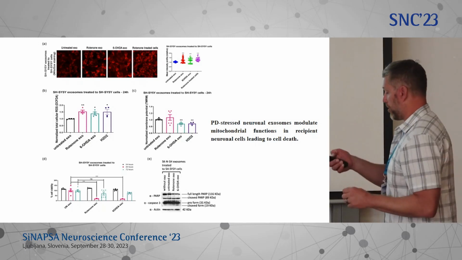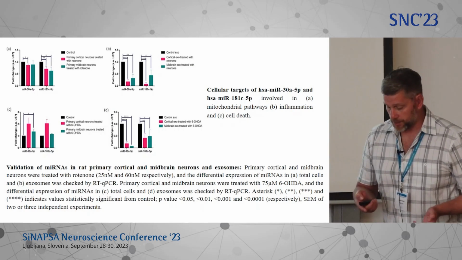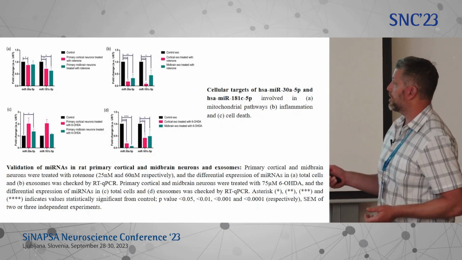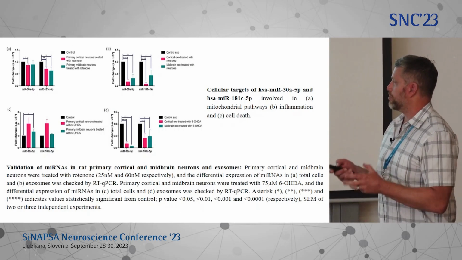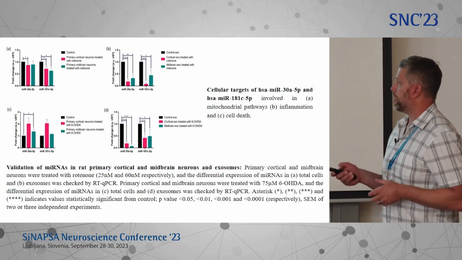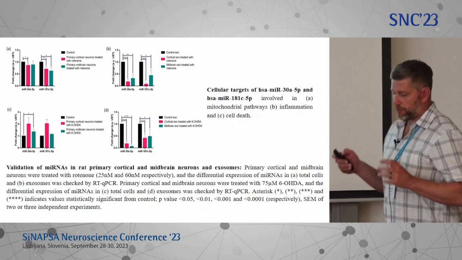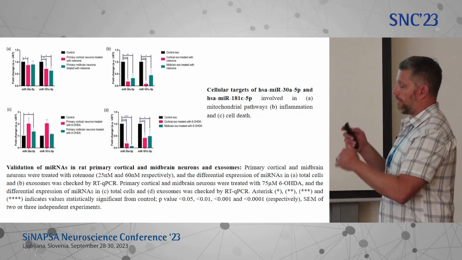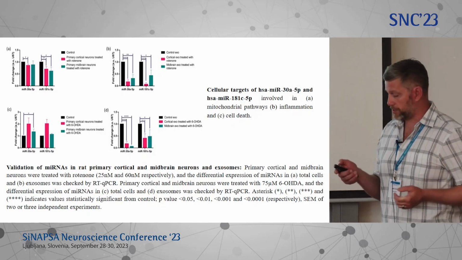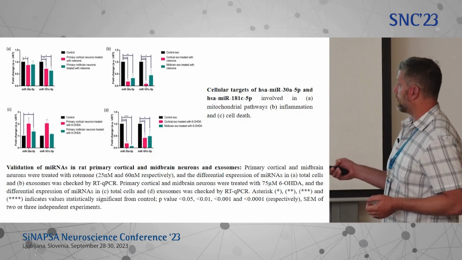You have the pathology spreading throughout the brain. And we can look and see what's in the exosomes. We found several specific exosome contents, particularly miRNA 30A-5p and C-5p. And so we can do pathway analysis, and some of our top hits were really linked to pathways that are really important in Parkinson's disease, including mitochondrial pathways, inflammation, and cell death.